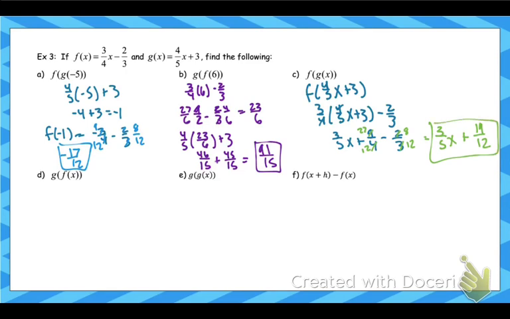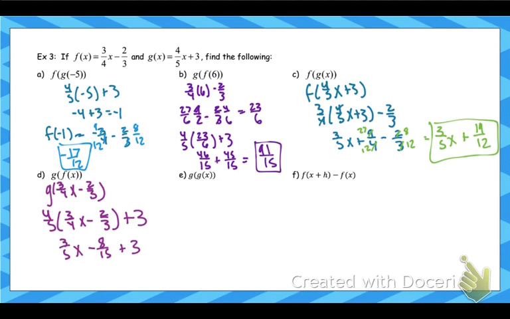All right, so now we're going to go ahead and do g of f of x. So this is going to be g of 3/4 x minus 2/3. So I'm going to replace x in the g of x function. So 4/5 times 3/4 x minus 2/3 plus 3. We can distribute that 4/5. That's going to give me 3/5 x minus 8 over 15.